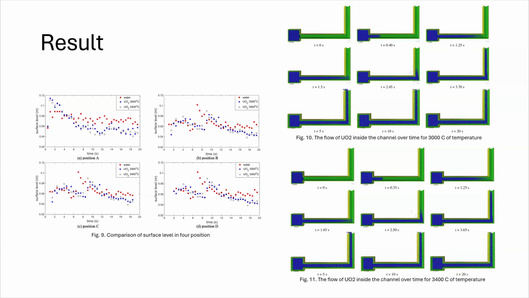We can see too in figure 10 and figure 11 that the flow of uranium dioxide inside the channel over time for 3000 degrees C and 3400 degrees C has a similar pattern, but uranium dioxide at 3400 degrees C can reach the end of the band faster than at 3000 degrees C, by about 0.05 seconds.